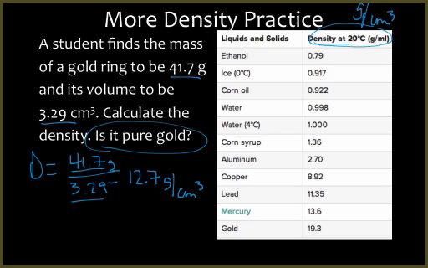The second question is, is it pure gold? So that's where our table of known densities can help us. So if we look over here, gold has a density of 19.3, whereas this gold ring that the student finds is only a density of 12.7. So that means it's probably an alloy and has something else in there, and it's not pure gold because the densities don't match.